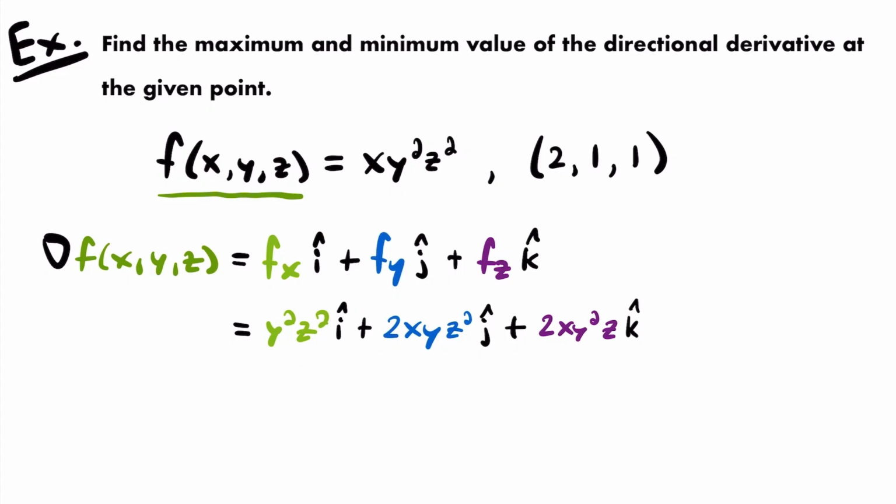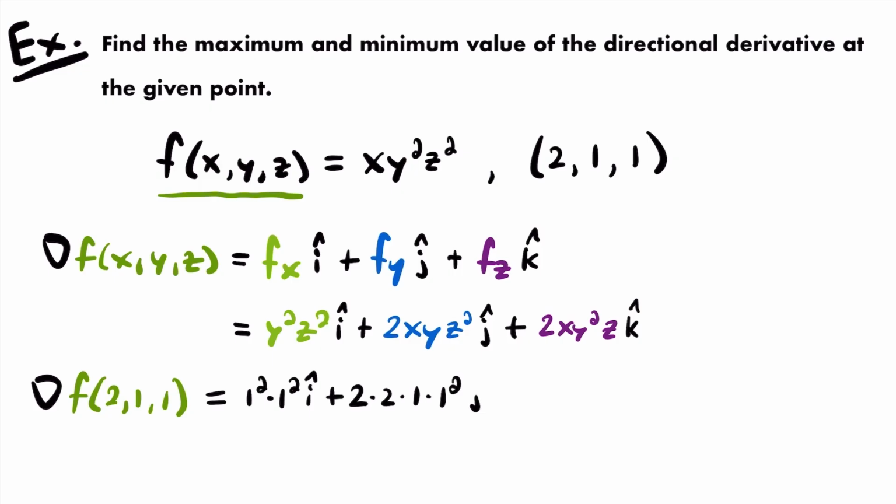And so that's the general gradient vector, but we do need to evaluate it at this specific point before we can find the maximum or minimum values of the directional derivative. So let's plug in 2 for x, 1 for y, and 1 for z. We will get that the gradient vector for f of 2, 1, 1 is equal to 1 squared times 1 squared times i, plus 2 times 1 times 1 squared times j, plus 2 times 2 times 1 squared times 1 times k. Okay, I replaced all the x's with 2, all the y's with 1, and all the z's with 1 as well.